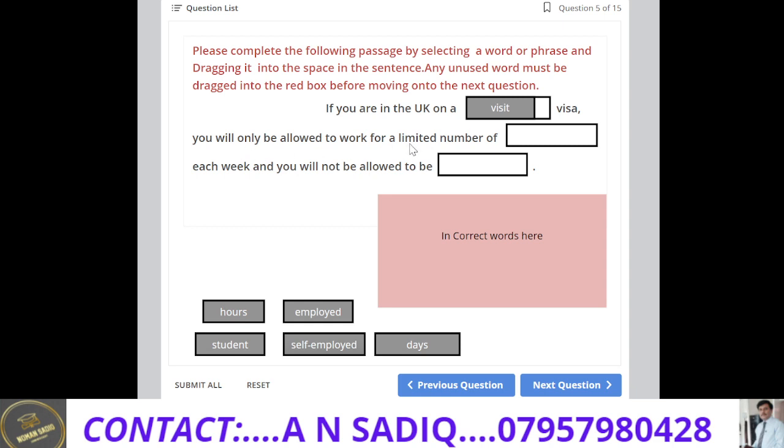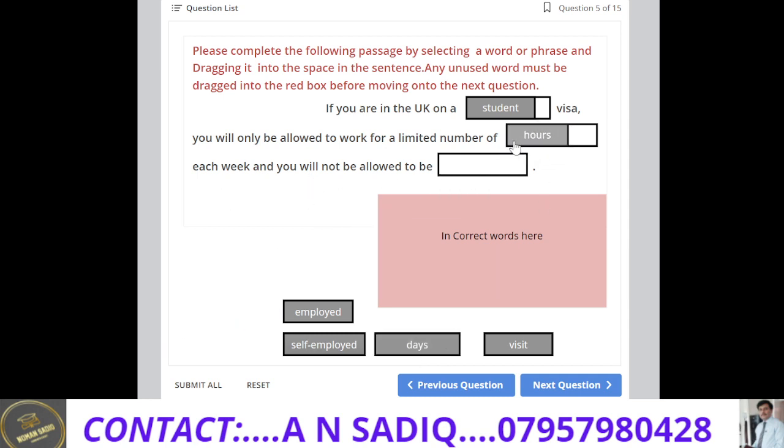But the next sentences will tell you whether it is visit visa or student visa, because they are letting you know about the limited number of hours you can work. So it means visit visa should not be here, because the person on a visit visa is not allowed to do any work. So it should be student visa here. So student should be here. So you will only be allowed to work for limited number of hours or days. So it will be number of hours each week.